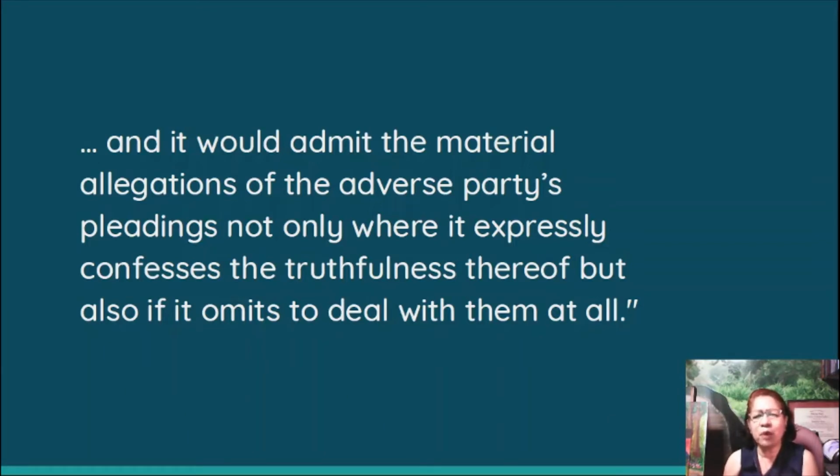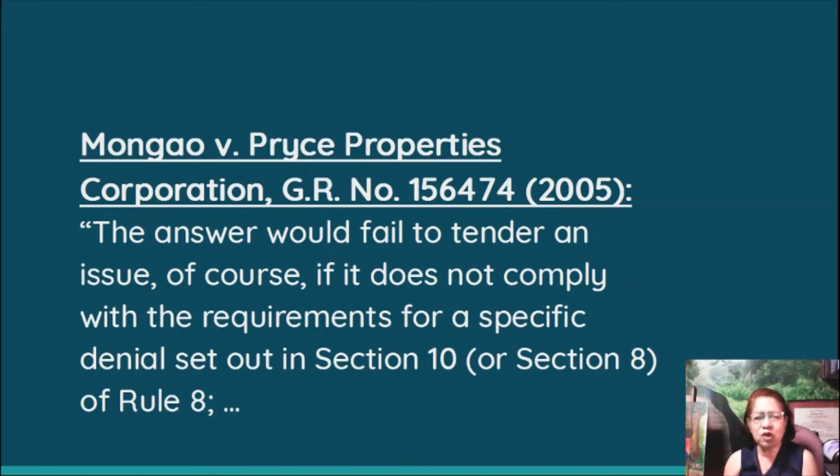So some important points about this. Let's go back to that slide that says the answer does not comply with the requirements for a specific denial as set forth in the rules. When we make a specific denial in our answer, we can make a direct denial. For example, the complaint alleges that the defendant borrowed a sum of money from the plaintiff on a given date. Let's say that is found in paragraph 5 of the complaint.